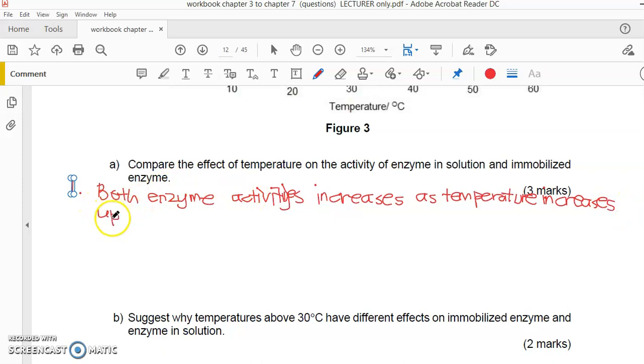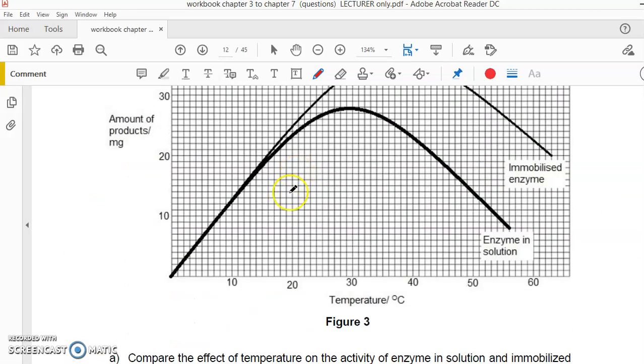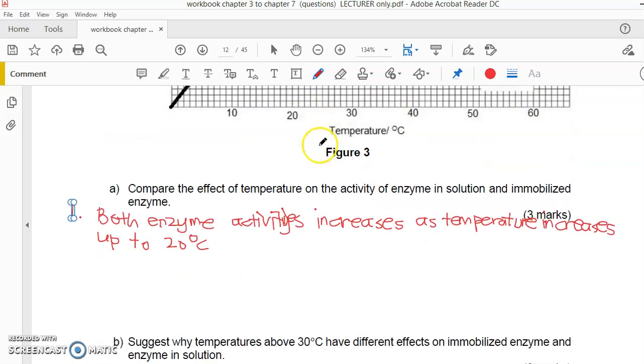So up until to what extent of temperature? So based on the graph, I can say up to roughly about 20 degree Celsius, because the curves start to move to their own pathway. Okay, and then you can comment about optimum temperature. Okay, so let me write down first.